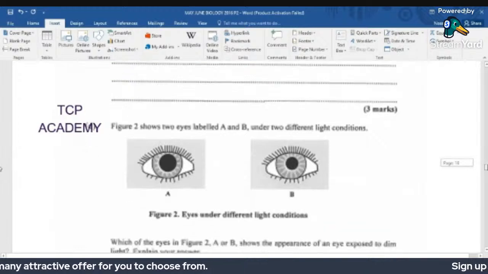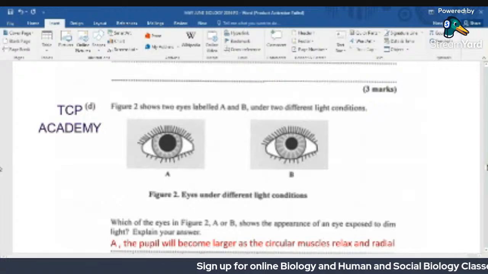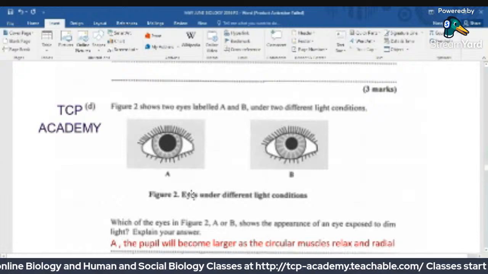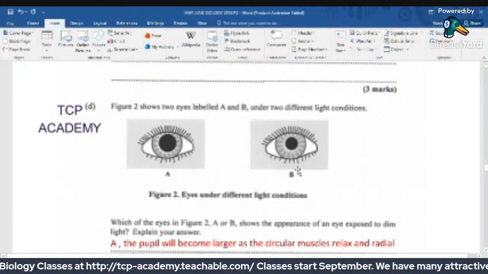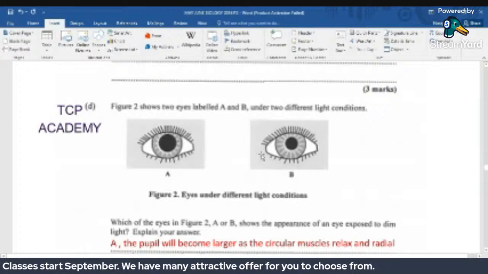The other thing that we need to do here for figure 2 is to show two eyes labeled A and B under two different light conditions. We need to read all the instructions. It is under different light conditions. So we have an eye at A, we have an eye at B, and look at the pupil here versus the iris. Look at the size there.